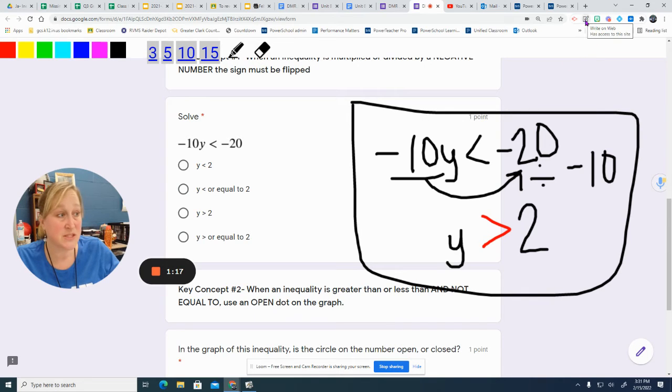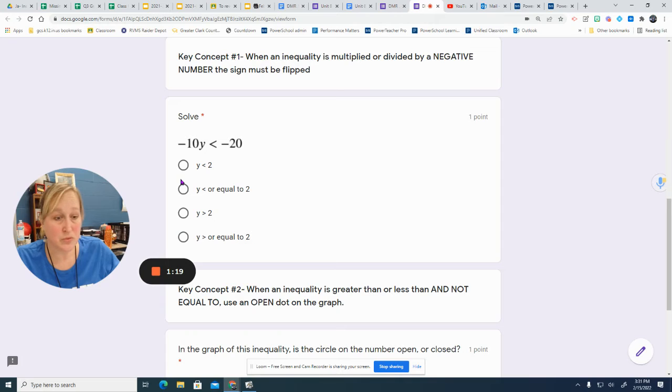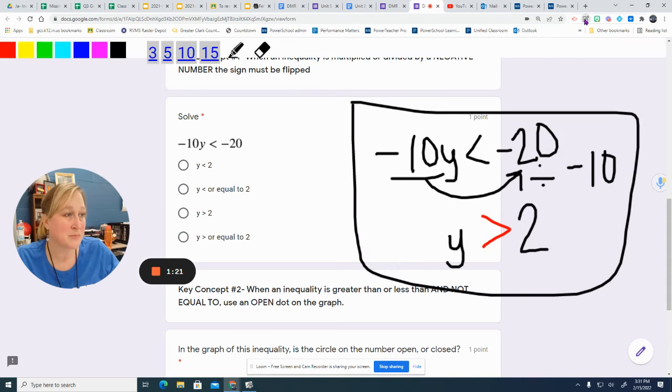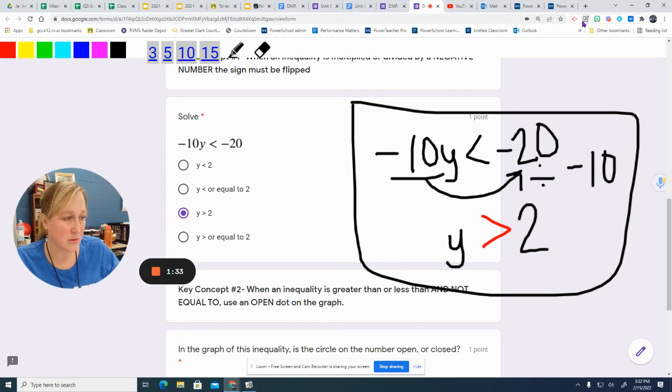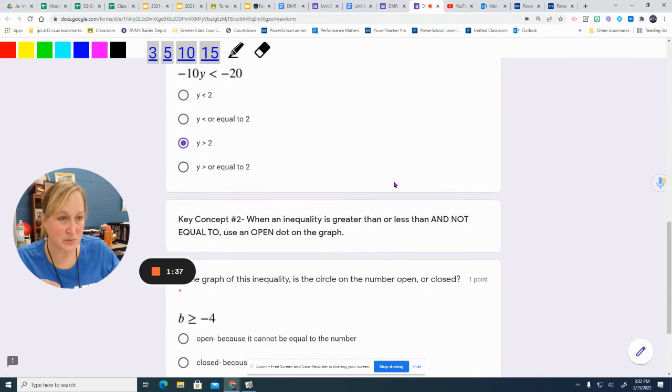Push pause if you need to. I'm going to move on, making sure I did it right. We're going to move on to the bottom.